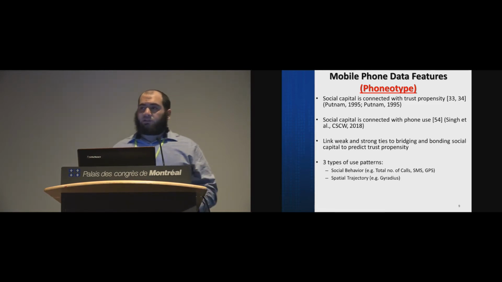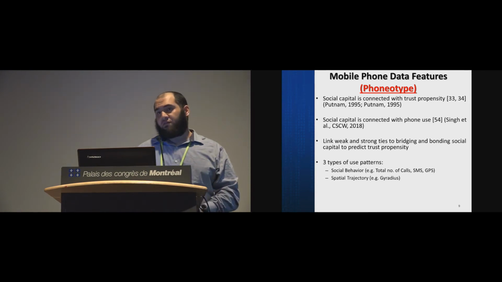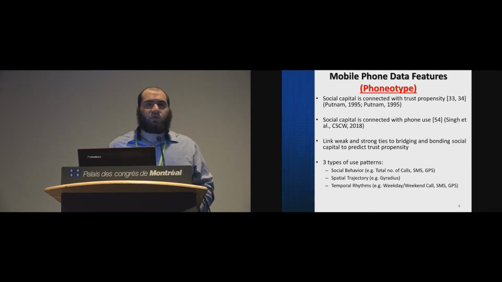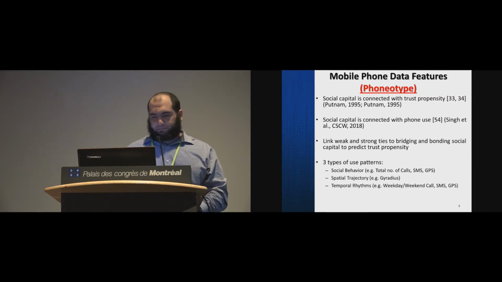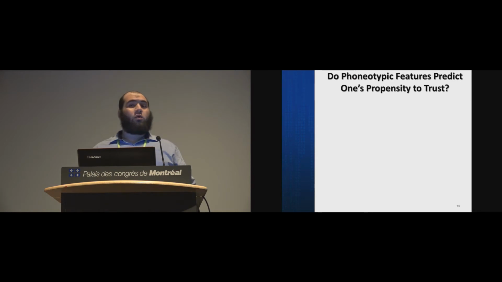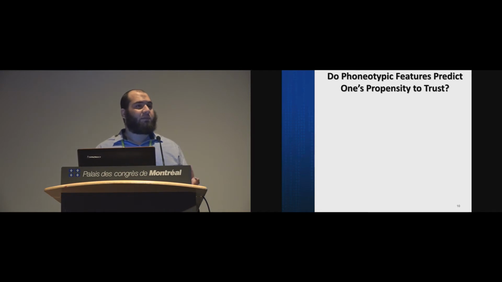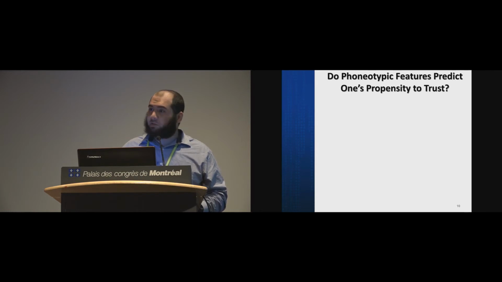The second category is their spatial mobility, if you will, their spatial trajectory. An example of these features is their radius of gyration. Last but not least, we would like to get an idea about their activity during the days and nights, during weekends and weekdays, so we are capturing their temporal rhythms. Now, the question I would love to answer today is, are these phonotypic features that we have collected from phones able to predict the trust propensity of people?